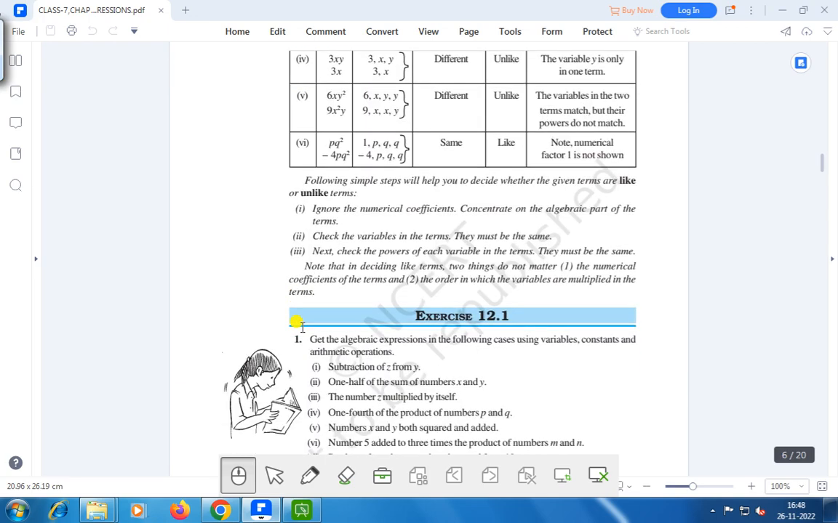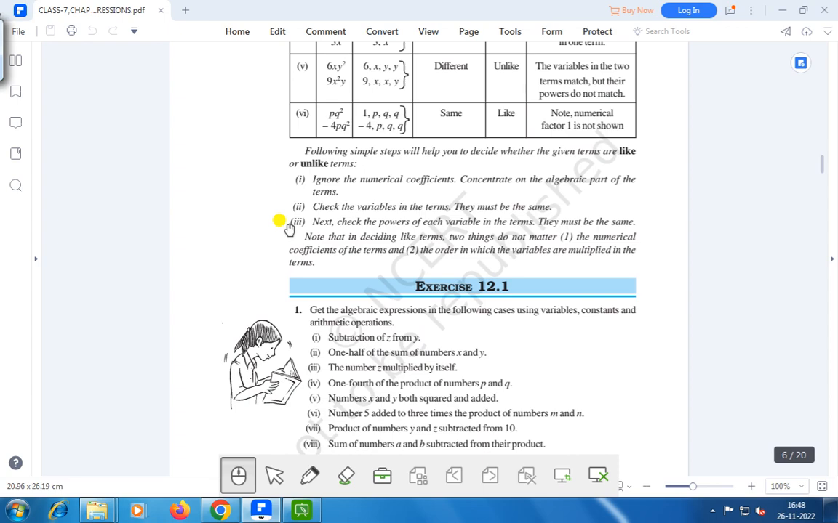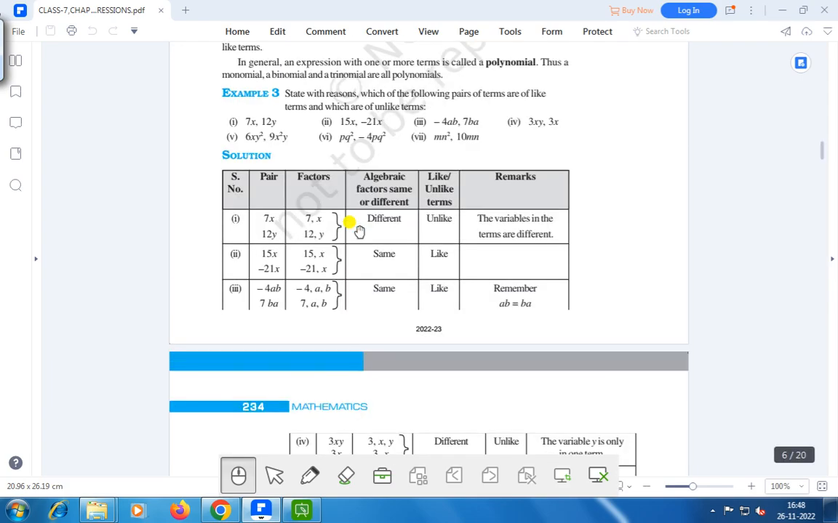Following simple steps will help you to decide whether the given terms are like or unlike terms. Ignore the numerical coefficients. Concentrate on the algebraic part of the terms, right? Check the variables in the terms. They must be same. Next, check the powers of each variable in the terms. They must be same. Note that in deciding like terms, two things do not matter: the numerical coefficient of the term, and the order in which the variables are multiplied in the term, right? In this way you can find whether they are like or unlike terms.